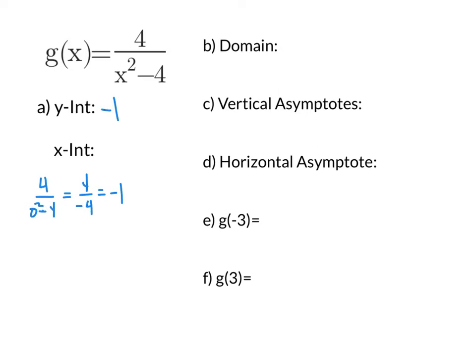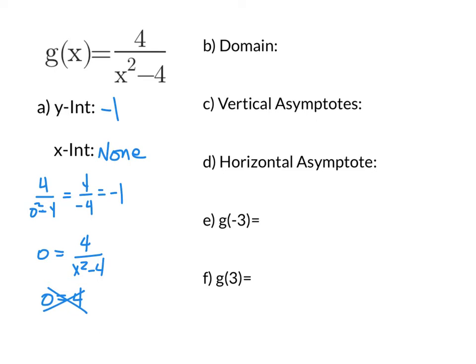To find the x-intercept, we let y equal 0, so that g of x is the y-coordinate, and that's going to be equal to 4 over x squared minus 4. But if I multiply both sides by the denominator, I end up with an equation that says 0 is equal to 4, and that's never true, so there is no x-intercept.